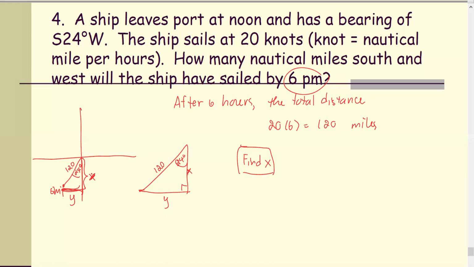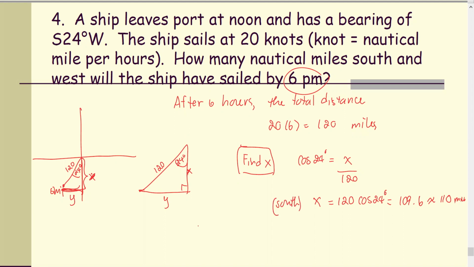Based on the hypotenuse 120 and an angle of 24 degrees, we can use the trig function cosine. So cosine 24 degrees equals the adjacent x divided by the hypotenuse 120. Therefore, x equals 120 multiplied by cosine of 24 degrees, or we get x as 109.6, which is approximately 110 miles. So this is the south direction.